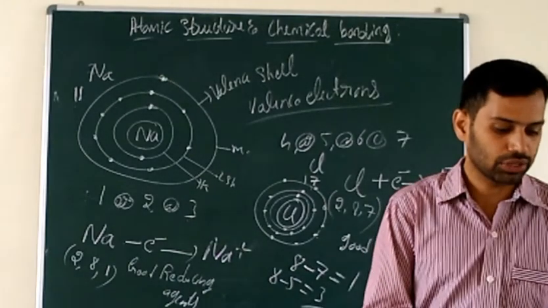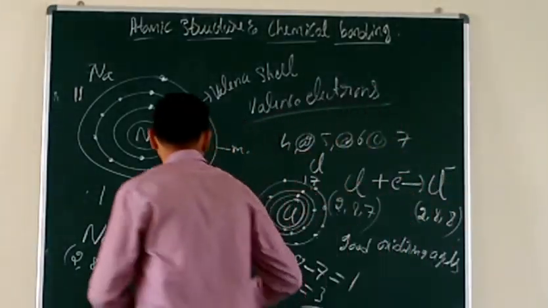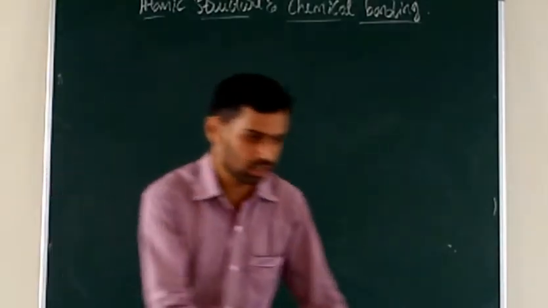Reason for chemical activity of an atom. Inert gases are in the 18th group. Which elements will come there? I am writing on the board now. Look at the board.